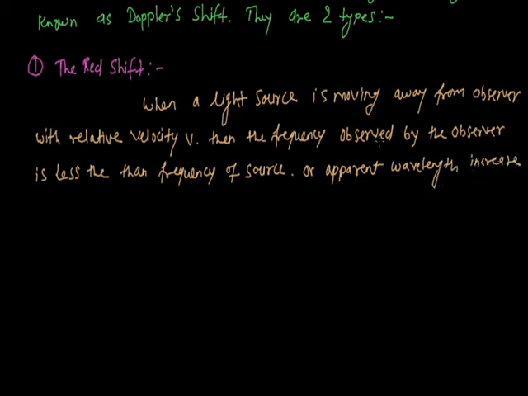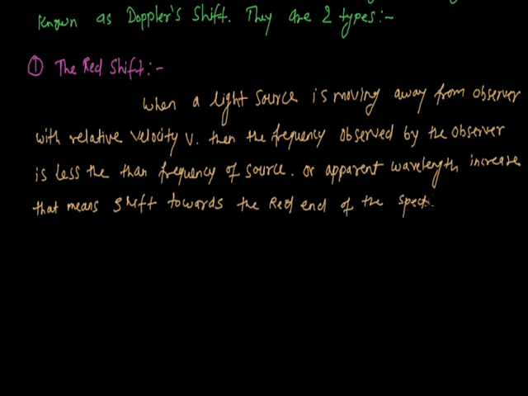Due to the increase of wavelength, that is called red shift, because wavelength is increasing, that means it is shifting towards the red, because the wavelength of red is maximum. That's why it is called red shift: the frequency observed by the observer is less, so wavelength will increase, and as wavelength is increasing, it is shifting towards the red end of the spectrum.